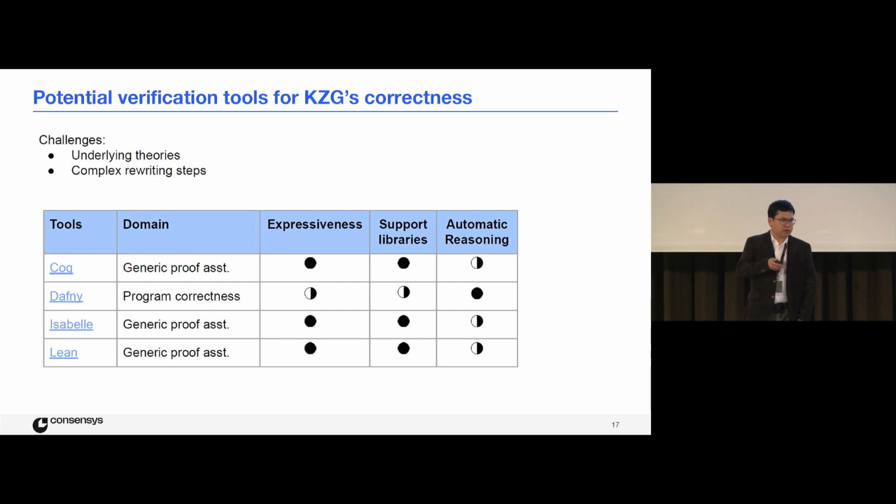Here we have four tools: Coq, Dafny, Isabelle, and Lean. We compare them based on four categories: the domain, expressiveness, support libraries, and automatic reasoning. So let's look at the first line, Coq. You can see that Coq is a generic proof assistant. This framework is very expressive and supports many libraries. However, it doesn't have many automatic reasoning techniques. In contrast, Dafny is a good automatic tool. However, it's less expressive than Coq, and it also supports fewer libraries. And Dafny focuses on only one specific domain, program correctness. The other tools, Isabelle and Lean, are generic proof assistants, and they have similar pros and cons to Coq.